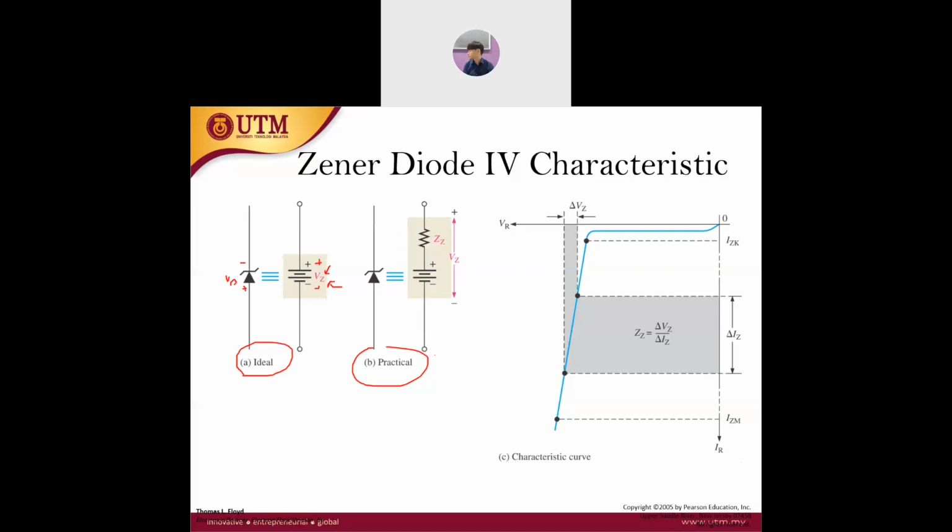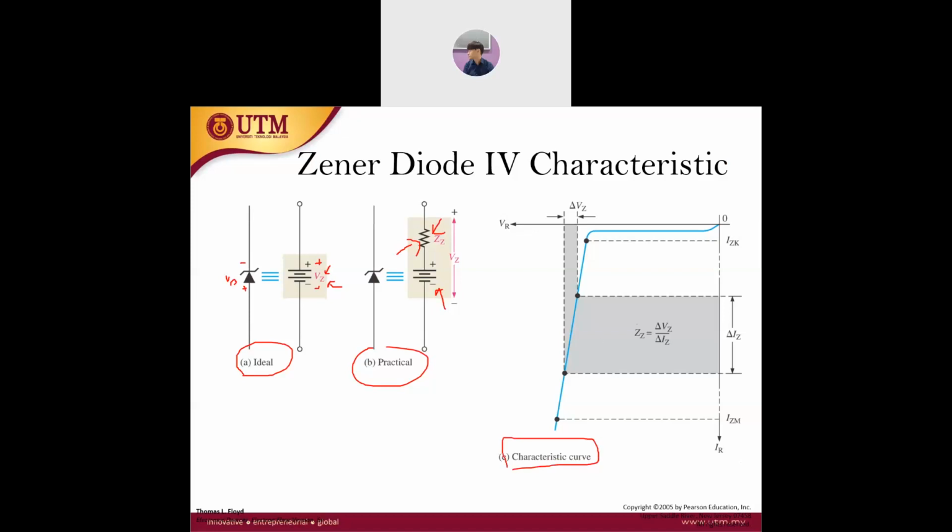The next is the practical model. In the practical model, we have an impedance, the Zener impedance. To take note, the VZ for the practical model is the Zener voltage VZ plus the impedance, the Zener impedance. So we see this from the characteristic curve.